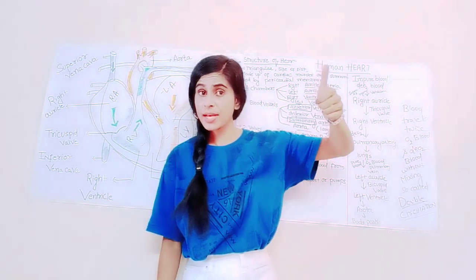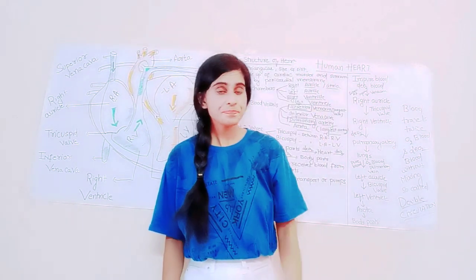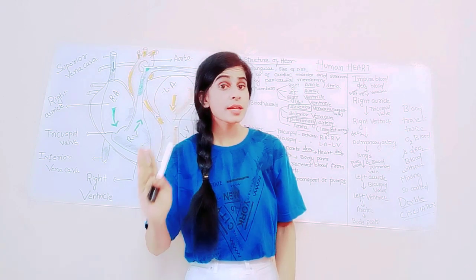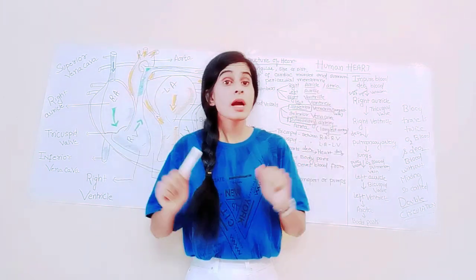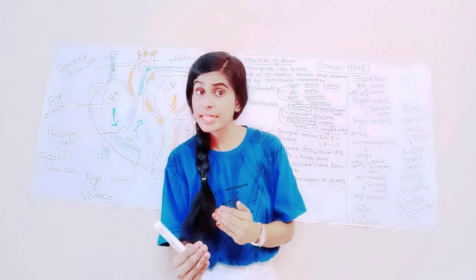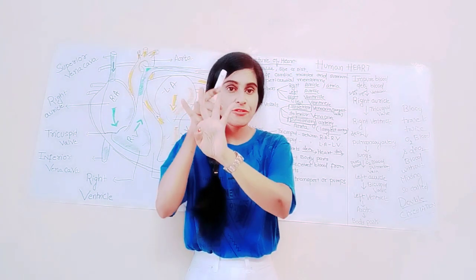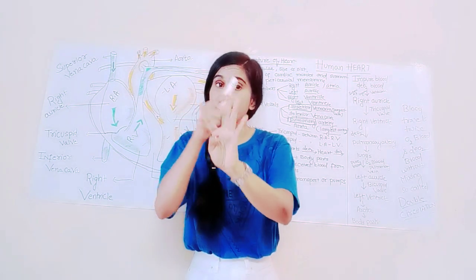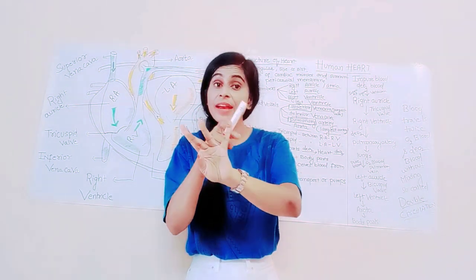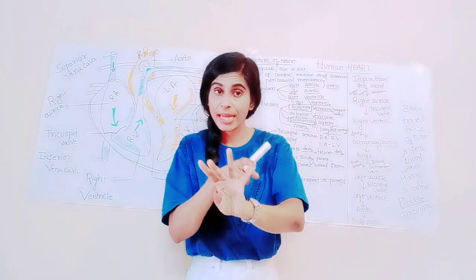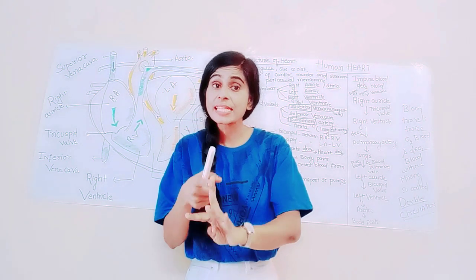How many chambers? 4. Right auricle, left auricle, and your right ventricle, left ventricle. Clear? Now, how many blood vessels participated here? 4. Superior vena cava, inferior vena cava, pulmonary artery and aorta. Your superior vena cava is the largest vein, and pulmonary artery is the largest artery.